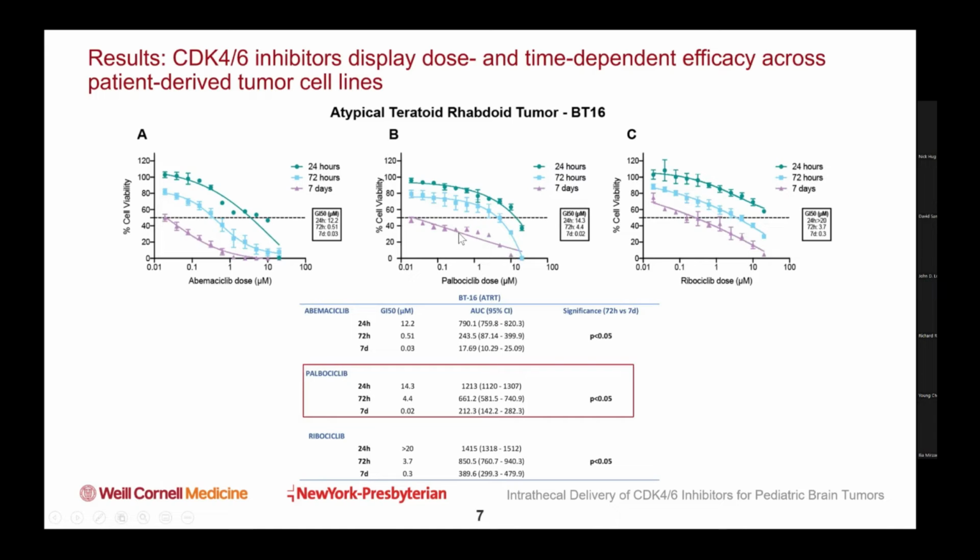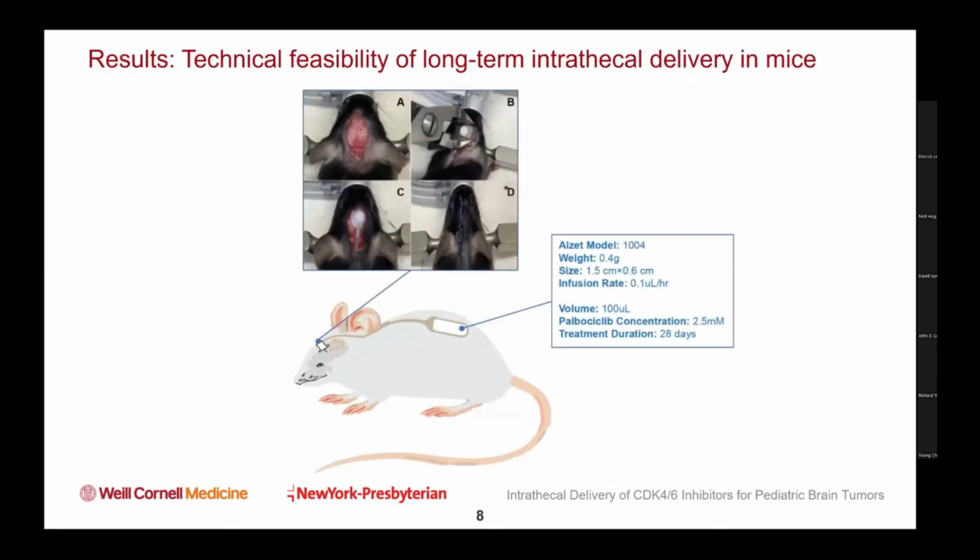Essentially what we found was that longer term exposure to palbociclib led to more drastic reductions in cell viability. That's further highlighted here in this table where we have the IC50s. We show a marked reduction in the IC50 of palbociclib, going from 14 micromolar after 24 hours exposure all the way down to 0.02 micromolar after 7 days exposure, thus suggesting increased potency with longer term exposure. So knowing this, our task was really to, one, increase the levels of palbociclib in the CNS, but also maintain those levels in the CNS for an extended period of time to optimize the efficacy of this agent.